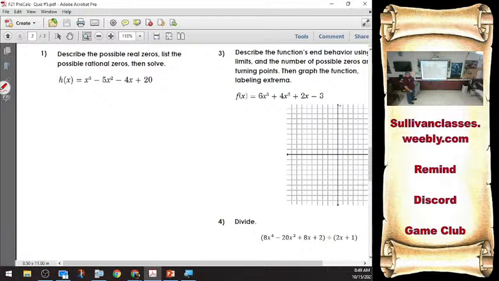Hey Maddie, describe the possible real zeros, list the possible rational zeros, then solve. There's a reason that there's a little more space here, because it's going to be worth some more. You've got a lot of stuff you have to do. Step 1, possible real zeros. If I say h of a positive x, count my sign changes. Positive, negative, negative, positive. I see 2 sign changes, therefore there are 2 or 0, remember it goes down in pairs, possible positive real zeros.